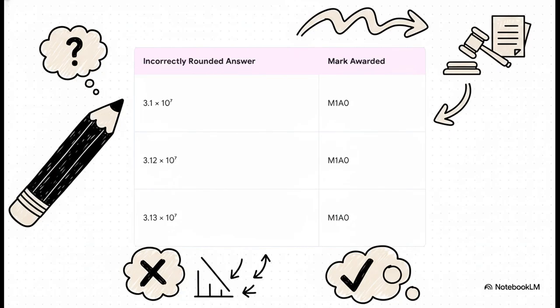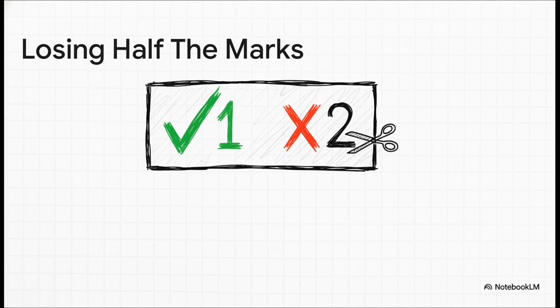Just look at this. The logic comes straight from the mark scheme. If you round your answer to, say, 3.1 times 10 to the 7th, or 3.12, or even round up to 3.13, you still get your method mark, that M1. But you get a big fat 0 for the accuracy mark. Your score would be M1A0.